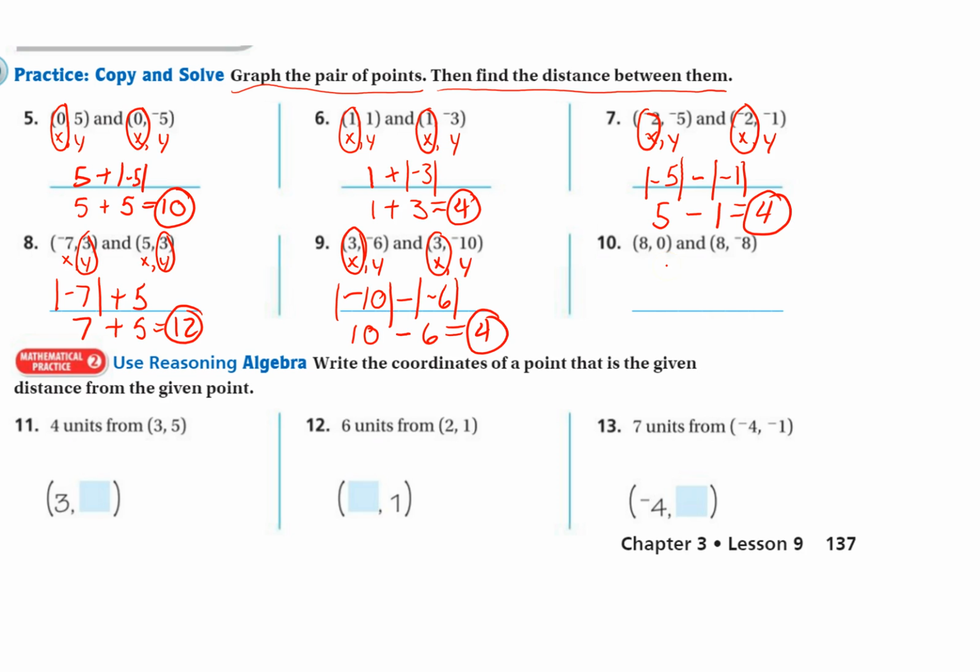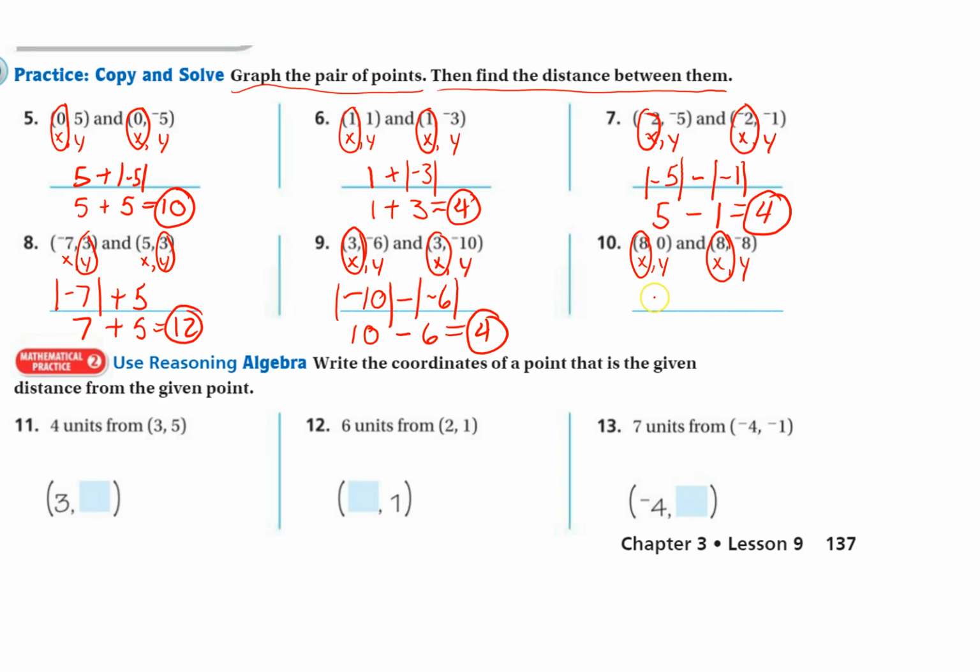Okay, number 10, we have x and y, x and y. Our x values are the same. Okay, 0 really isn't considered negative or positive, and then we have negative 8, excuse me. So we can actually do either one on this problem. We can add or subtract, and let me show you why.